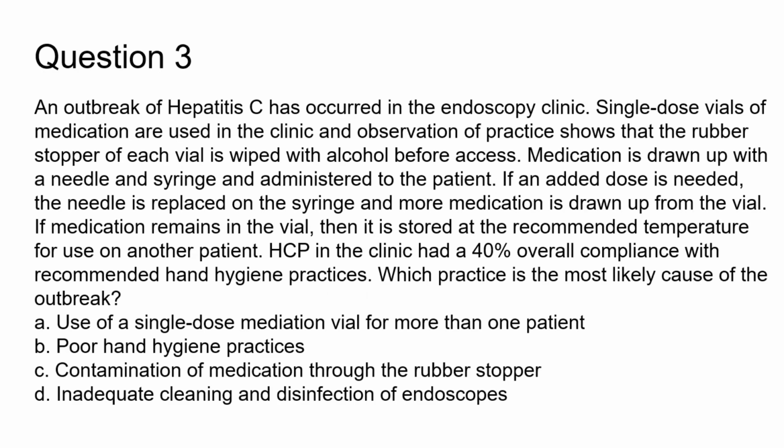So question 3: an outbreak of hepatitis C has occurred in the endoscopy clinic. Single-dose vials of medication are used in the clinic, and observation of practice shows that the rubber stopper of each vial is wiped with alcohol before access. Medication is drawn up with a needle and syringe and administered to the patient. If an added dose is needed, the needle is replaced on the syringe and more medication is drawn up from the vial. If medication remains in the vial, then it is stored at the recommended temperature for use on another patient. Healthcare personnel in the clinic had a 40% overall compliance with recommended hand hygiene practices. Which practice is the most likely cause of the outbreak?